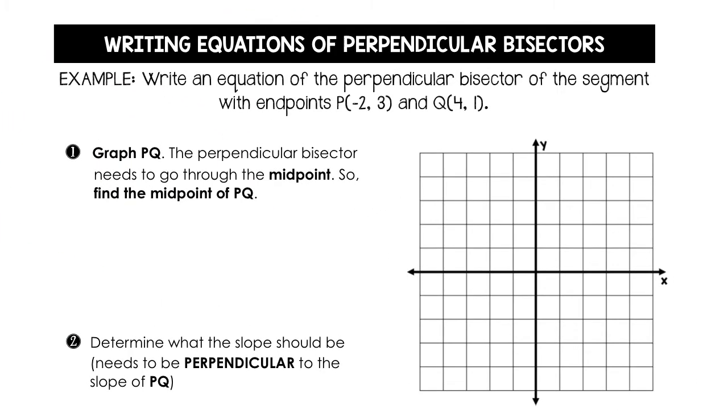All right, so let's just jump into this example here. We're going to write an equation of the perpendicular bisector of the segment with the following endpoints. So we've got these two endpoints here. Now what I would do first with those is just graph them so we can get a visual and we can see what this segment looks like. So let's graph P and Q. That would be at -2, 3, that's P, and then Q is at 4, 1. And then we'll connect those dots to make it look like a segment.